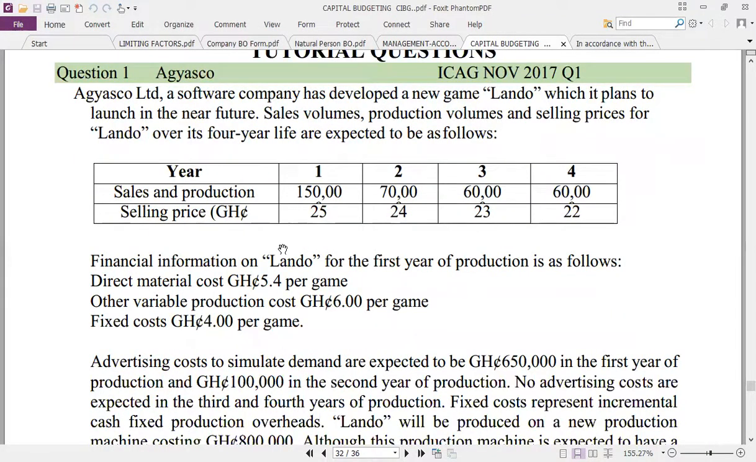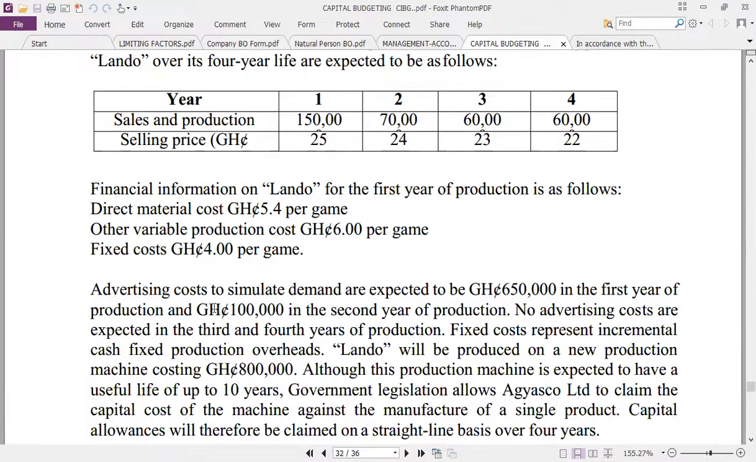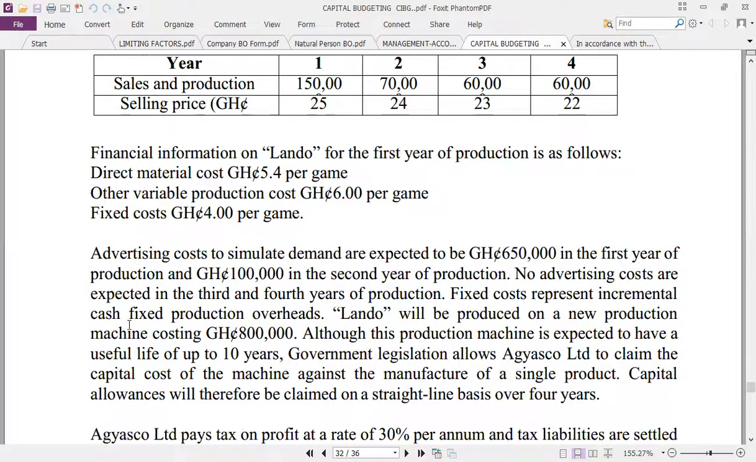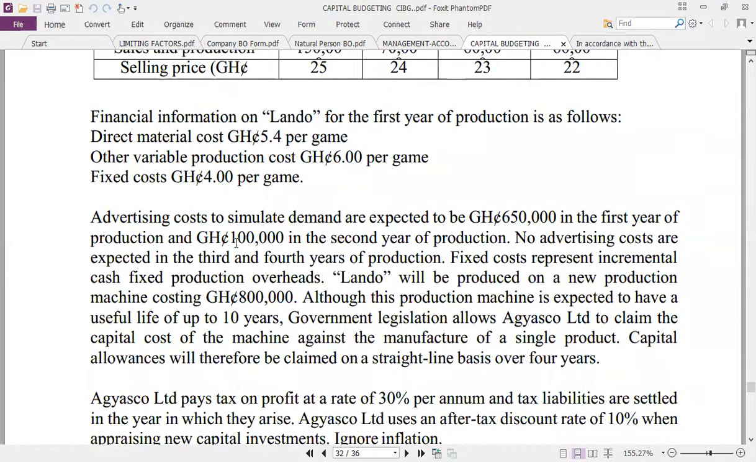Financial information on Lando for the first year of production is as follows. Direct material cost is 5.4 per game. Variable production cost is 6 cedis per game. Fixed cost is 4 Ghana cedis per game. Advertising costs to stimulate demand are expected to be 650,000 in the first year of production and 100,000 in the second year. No advertising costs are expected in the third and fourth years. Fixed costs represent incremental cash flows, because not every fixed cost is what we're interested in. We're only interested in incremental fixed costs. If it is not incremental fixed costs, ignore. The fixed cost represents incremental cash fixed production overheads.